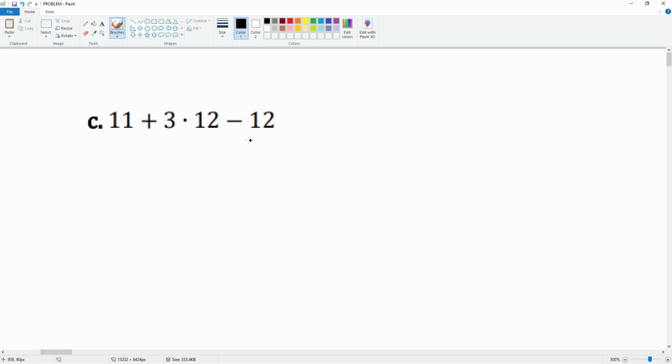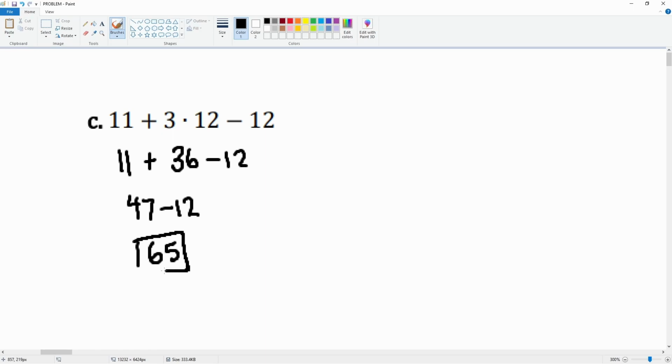Following the rules of PEMDAS, we do multiplication first. So 3 times 12, which is going to be 36. Bring everything else down. Then we can do 11 plus 36, which gets us 47 minus 12. Then subtract 12. You get 65 as the final answer.